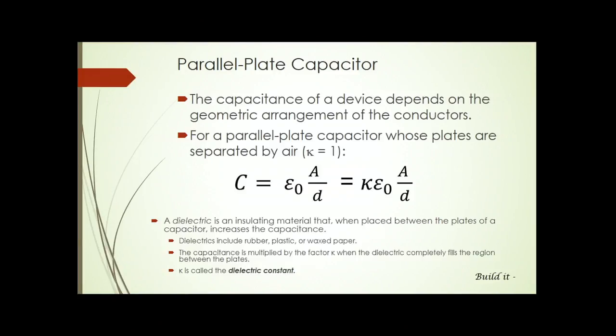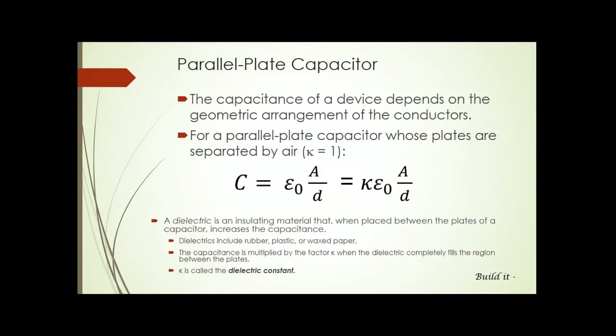Dielectrics can be rubber, cardboard, wax paper, anything that doesn't create a short between my plates. Because if I have a short between my plates, the charge is just going to go right through and I'm not going to be able to store charge. The capacitance is multiplied by a factor K when the dielectric completely fills the region between the plates.